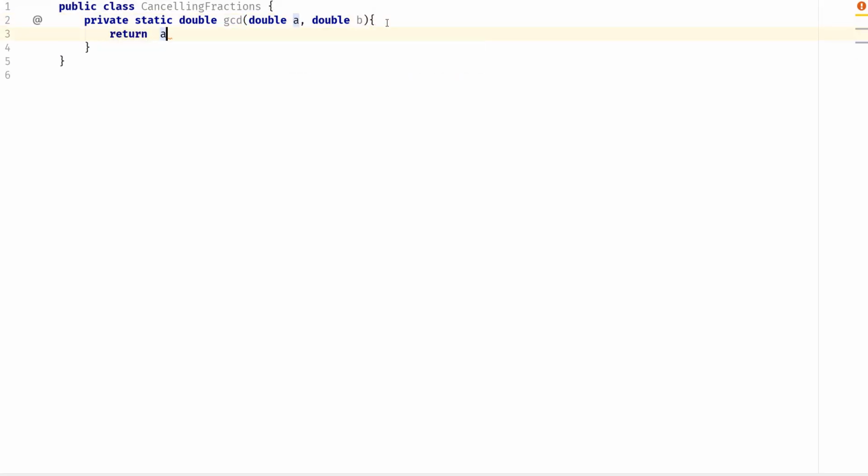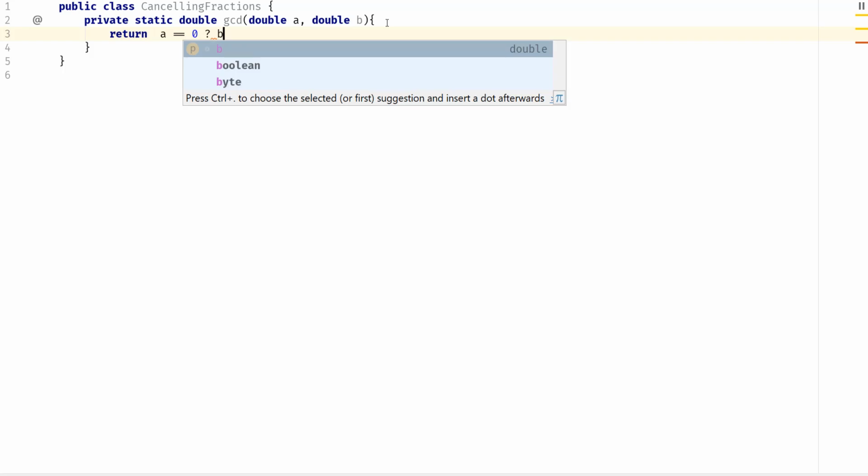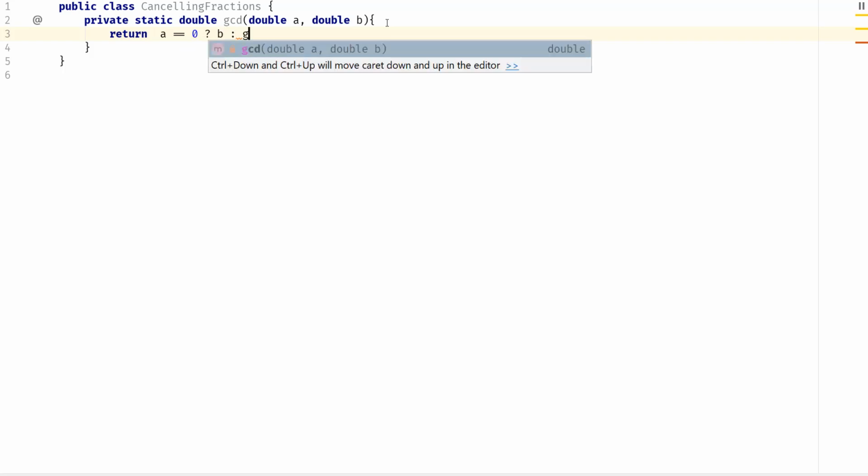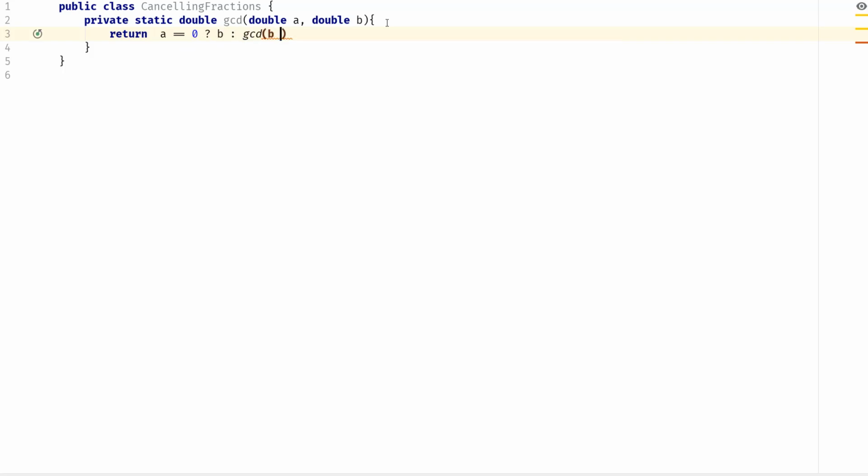So if A is equal to 0, we want to return B. Else we want to recalculate that GCD, so we're going to say B mod A and A, and there we go. So this is pretty simple. I'm not going to go into the workings of the GCD because it's not that big of a problem for this specific problem.